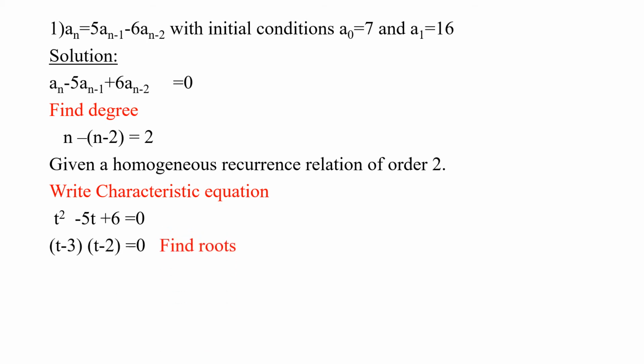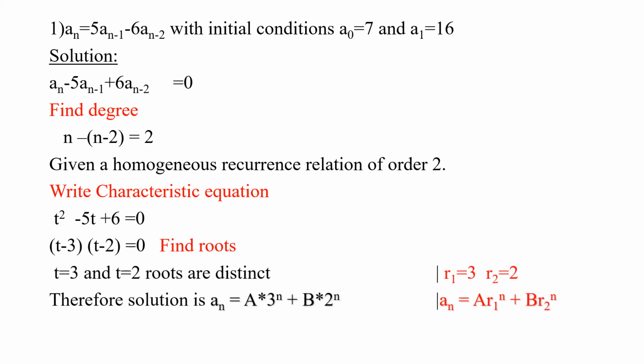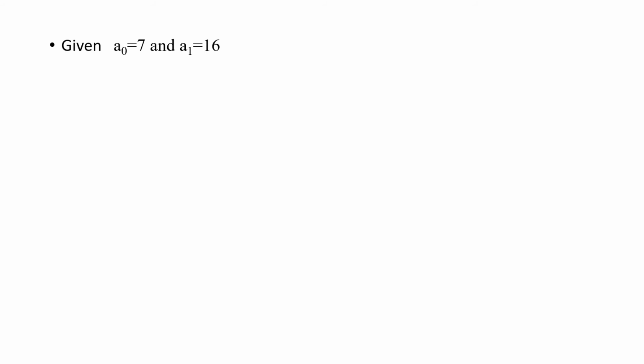Then we have to find the roots. So roots are obtained as 3 and 2. Roots are different, so a_n can be written as a into 3 raised to n plus b into 2 raised to n. To find the values of a and b, we have to use the given a0 and a1. Using the values of a0 and a1, we can easily determine the constants a and b.